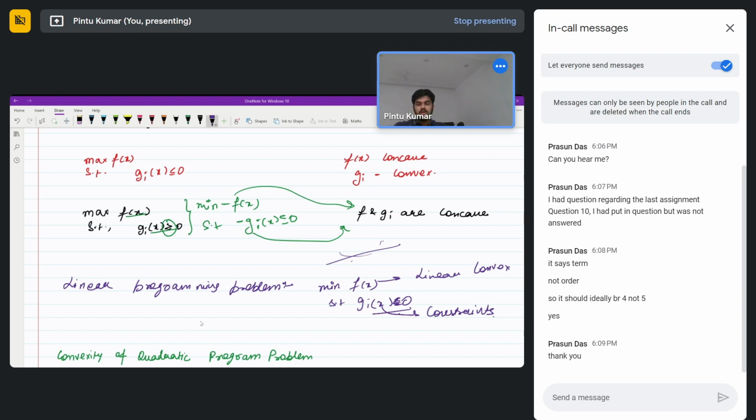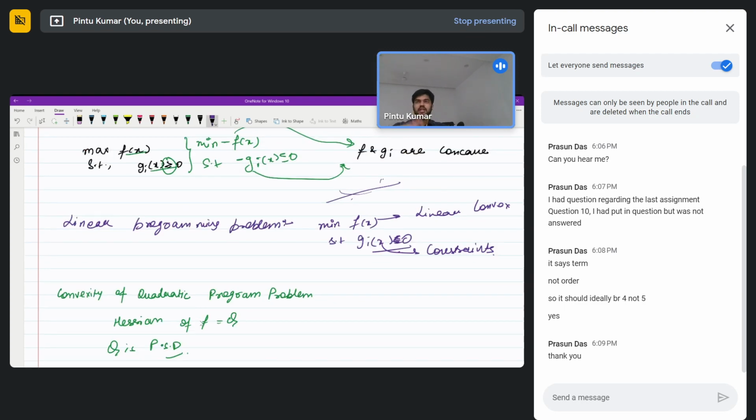Now, if we look at the next step, that is our quadratic programming problems. You can write a quadratic programming problem in a generalized form as minimize c transpose x plus x transpose Qx subject to gi's of x less than or equal to 0.